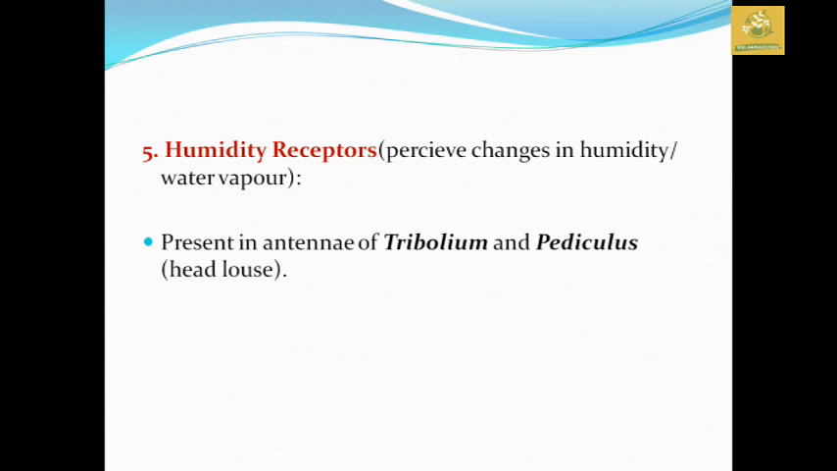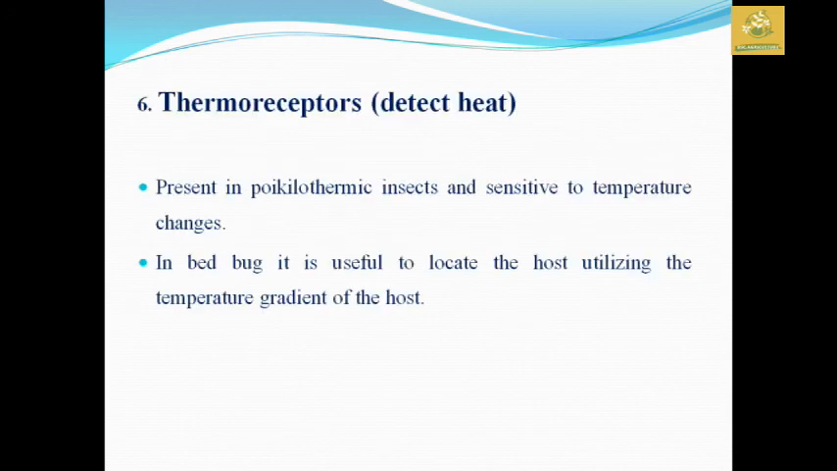And the fifth one is the humidity receptors, which are used to assess the change in humidity as well as the water vapor in the environment. They are present in the antenna of Tribolium as well as Pediculus humanus. And after that we are going to see the thermoreceptors, which are used for detecting heat in insects. They are present in poikilothermic insects, which are sensitive to temperature changes in the environment. In bedbugs, it is useful to locate the host utilizing the temperature gradient of the host.